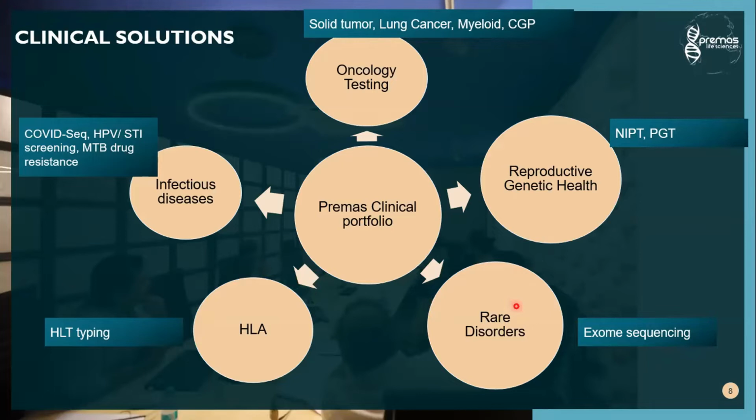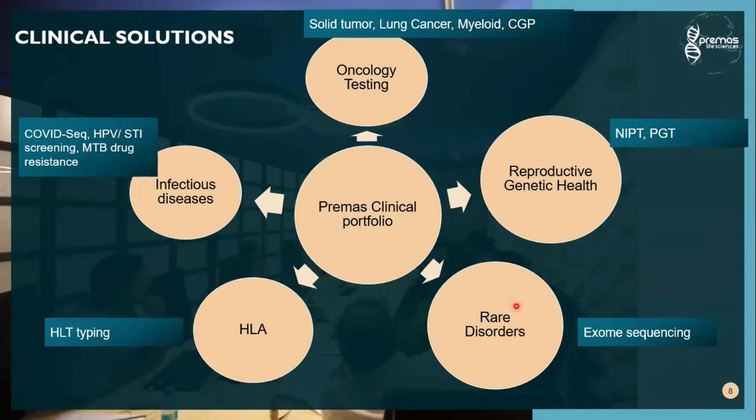Rare disorders are generally studied by exome sequencing. As you all know, exomes are the coding regions of our DNA. Our human DNA has exons and introns, and most of the portions which form the coding part of our genome are called the exome. So we do extensive sequencing for rare disorders and other complex disorders.